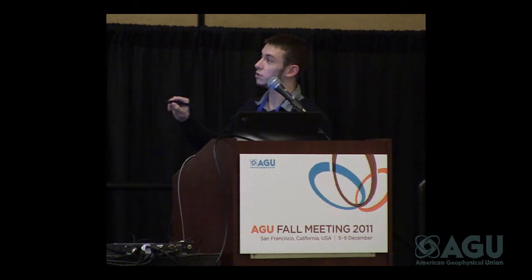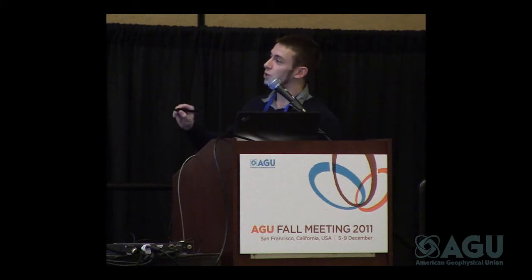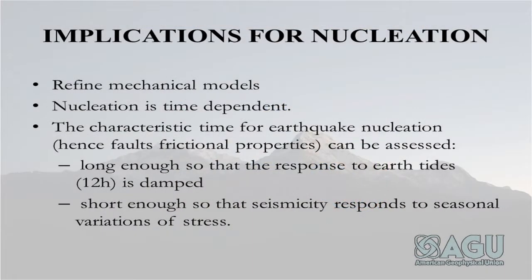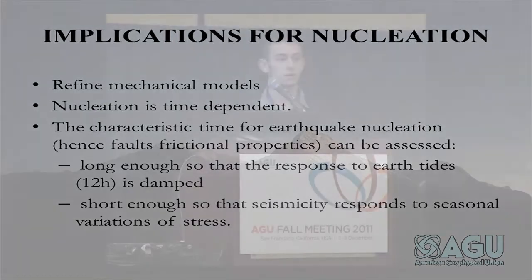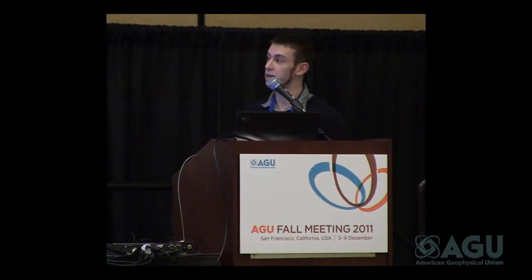So we know that the characteristic time for earthquake nucleation has to be longer than half a day. On the other hand, we know it has to be short enough to respond to the seasonal variation of stress, which is a year. And so we know that the time of nucleation, at least in Nepal, has to be between half a day and a year. And that adds a lot of constraints on fault parameters and for our models.